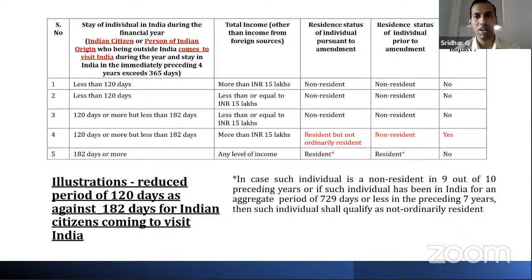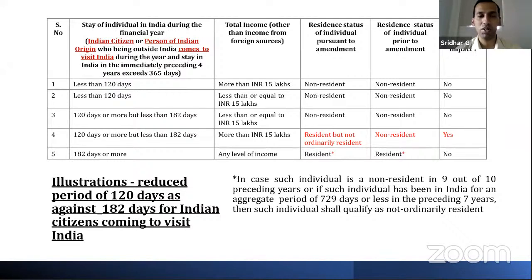In the earlier scenario, he was a non-resident, but now his residency status will change because of the new amendment. Yes, the amendment has an impact on this particular scenario. All other scenarios are almost intact. What was there earlier will continue to be there.